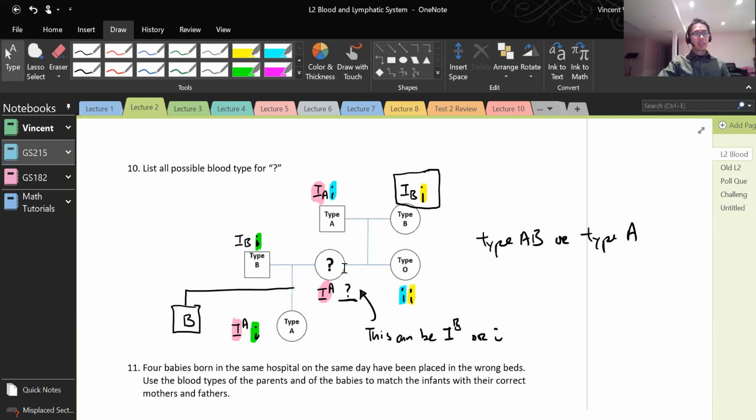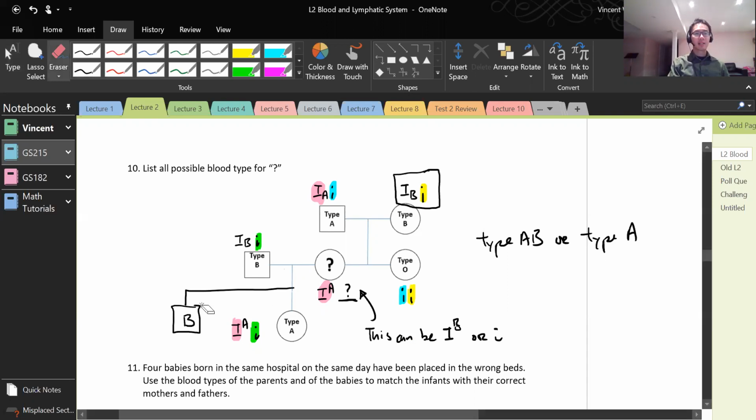Anyone else have a different opinion? Do you guys understand my question? I'm saying if they have another kid that turns out to have type B blood, will we be able to rule out one of these blood types for the unknown?